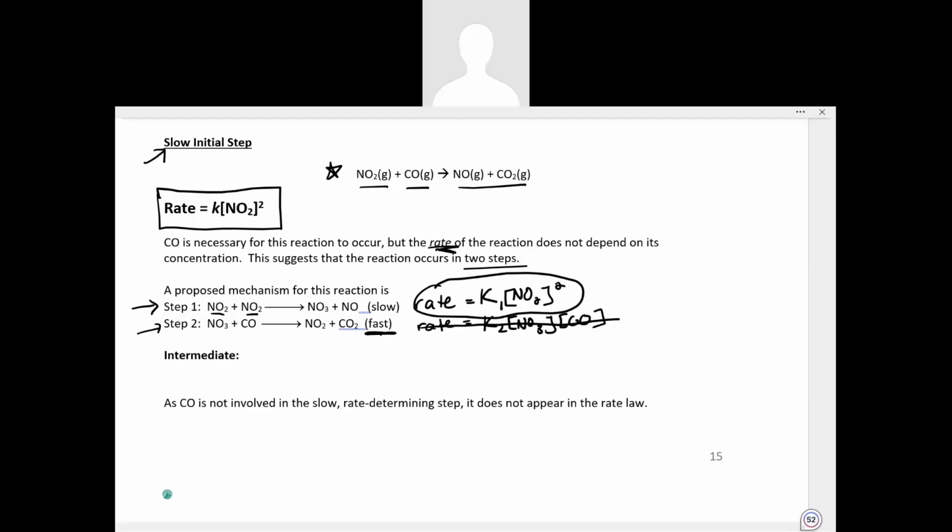So that's how we know, based on these elementary steps, that this must be a fast step, because these concentrations are not shown in our rate law, or not shown to affect our rate law. So what we also see here is an intermediate. So NO3 is consumed in step 2, and it was produced in step 1. So our intermediate for this reaction would be NO3.